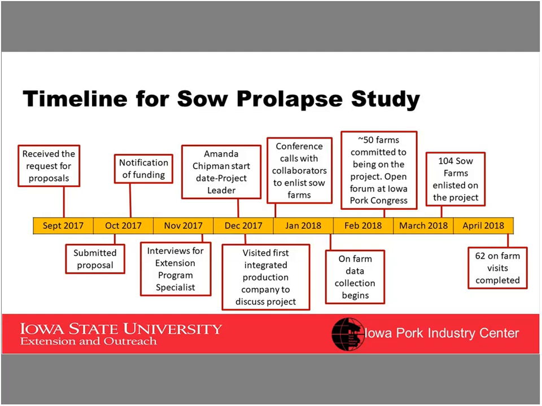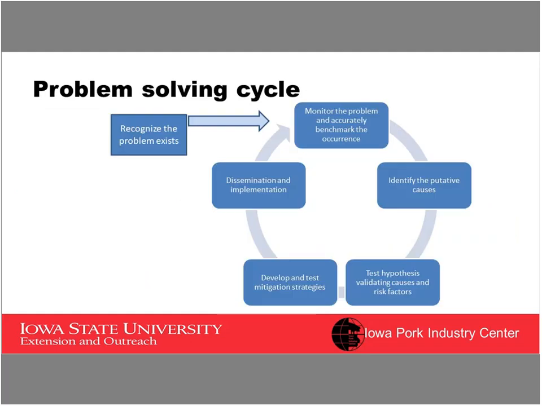And also I know Ron Ketchum and Valerie Duttlinger are on the call too. They were also very instrumental in helping us identify independent producers that could be contributing farms to the study as well. So by mid-March, we had 104 farms contributing data to the project, and by late April, we had made farm visits to 62 of those farms and collected data. I'll get into what kind of data we collected and where we're at on the analysis aspect.